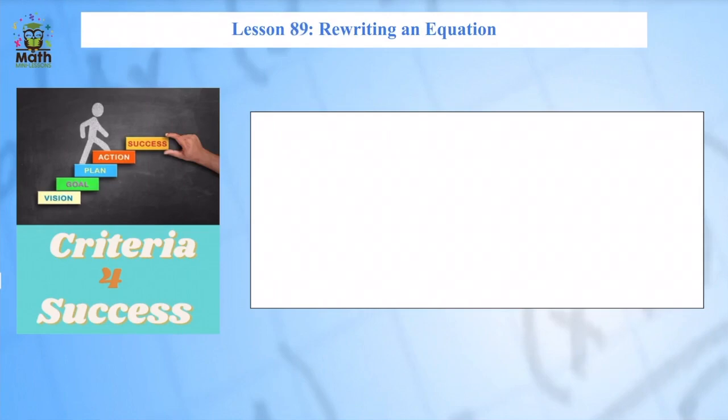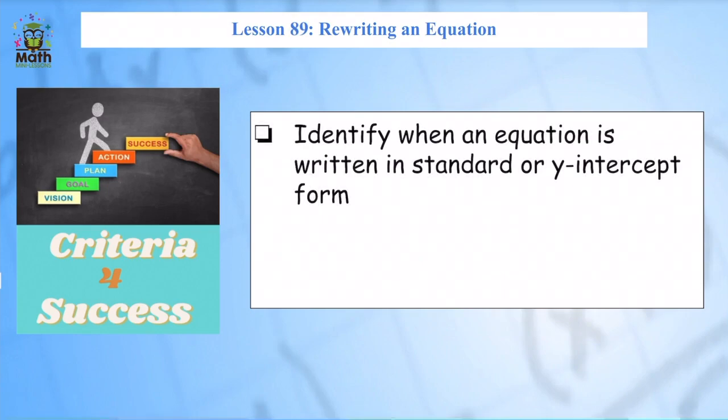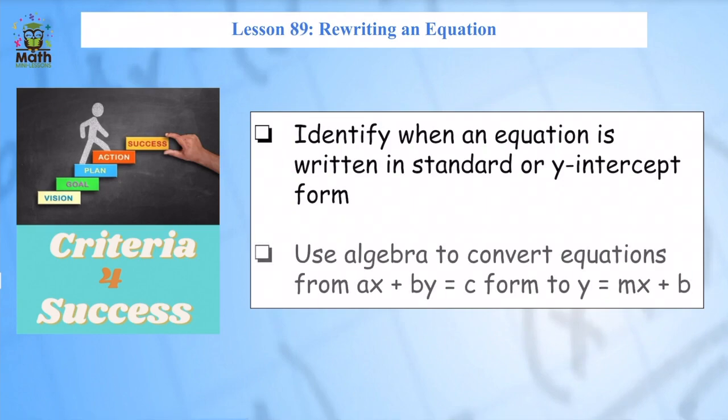Just like there are different variants in the MCU, there are different variations and ways to represent equations. In this lesson, we're going to rewrite a linear equation. We'll be able to identify if it's written in standard or y-intercept form, and we'll be able to use algebra to convert from standard form, written as ax plus by equals c, to y equals mx plus b, and vice versa.